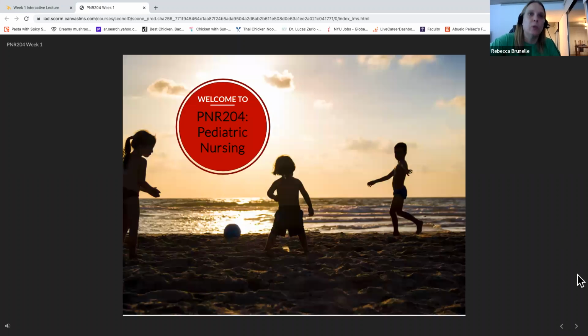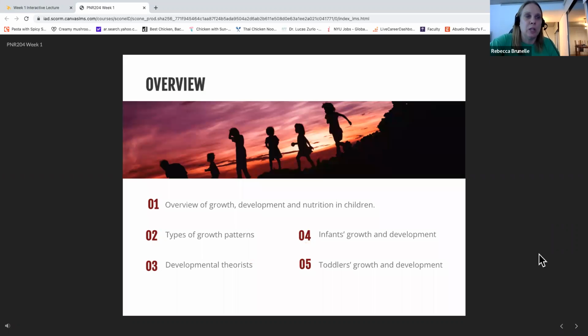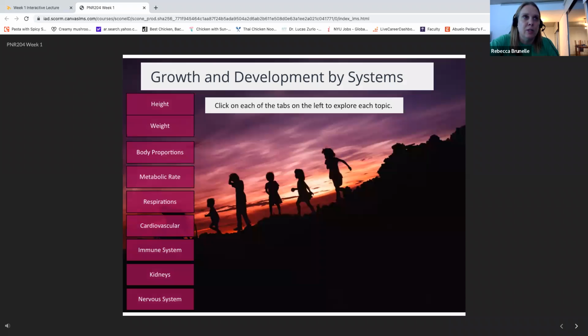Okay, so our introduction to pediatric nursing. We're going to talk a little bit about growth and development, types of growth patterns, developmental theorists, and a little bit about infants and toddlers, how they grow and what you look for when you're assessing them. So this is just a very basic overview.